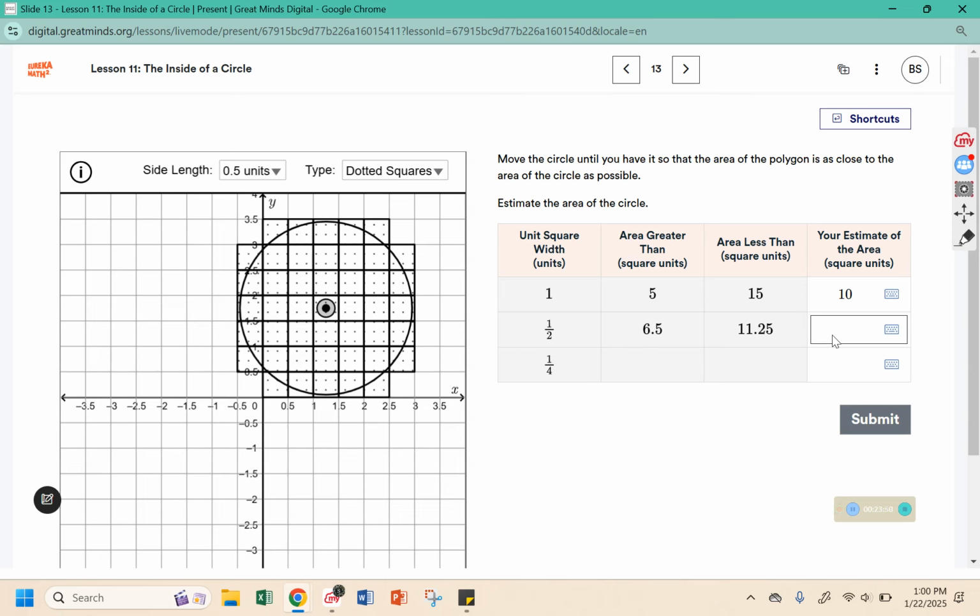This time I think it's going to be smaller because I was able to shrink this by quite a bit, and this one grew only by a little. So I'm thinking maybe it's closer to 9.